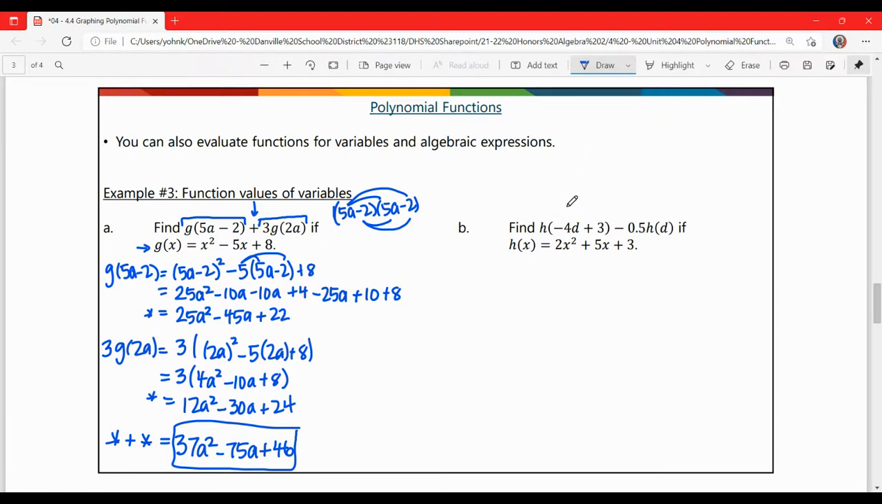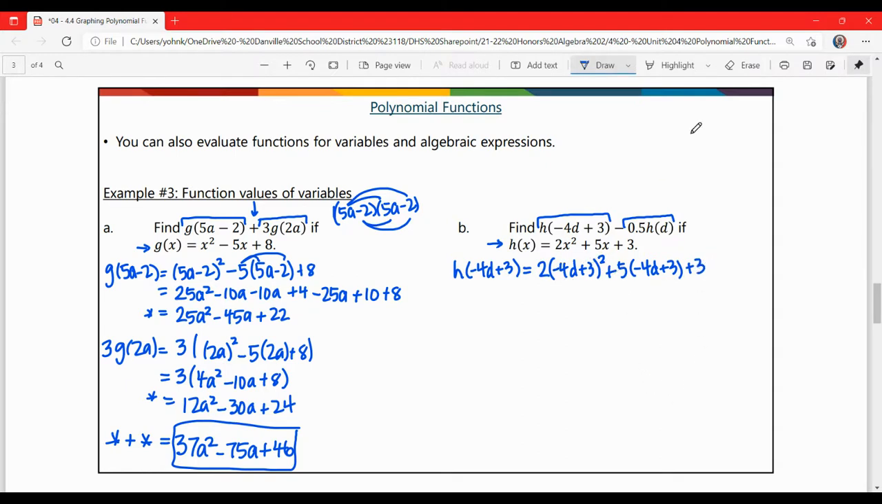All right, let's look at B. So B, we are trying to find h of negative 4d plus 3, and then we're going to subtract 0.5 times h of d. And our h of x is 2x squared plus 5x plus 3. All right, so let's do the first one, h of negative 4d plus 3. So we're going to leave the 2. We're going to substitute negative 4d plus 3, quantity squared, plus 5 times negative 4d plus 3, plus 3.